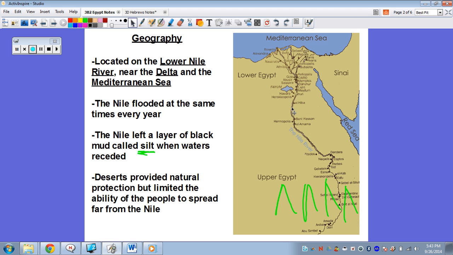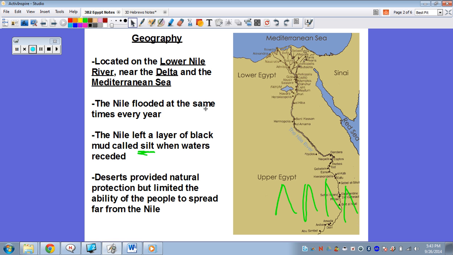Now let's remember also that a delta is, instead of the river just dumping straight into the ocean, or in this case the Mediterranean Sea, as it gets closer to the water, it branches off into all these little smaller tributaries. That's the delta. Now, as far as flooding is concerned, the Nile floods very regularly at about the same time every year, so you can actually set a calendar around it, which makes it very convenient. You can plan your farming schedule around it.